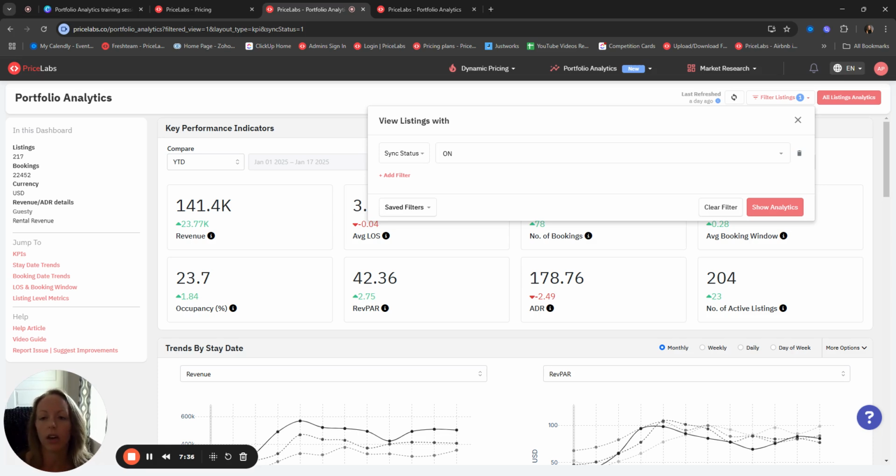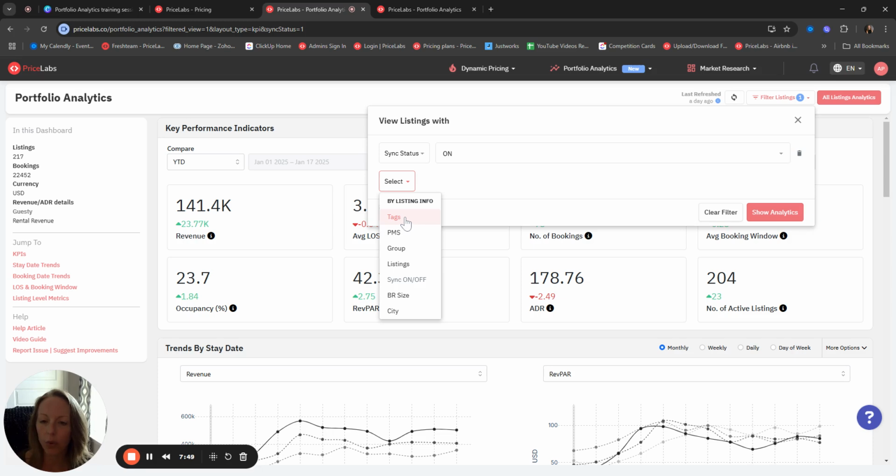So usually I will recommend to customers to, at the very least, filter for sync status on if they have quite a few inactive listings in their account or listings they're not syncing with PriceLabs. There are other filtering options. Really important to keep in mind that a lot of these options that show here are based on how you've set up dynamic pricing. So the tags that you've created and are using in dynamic pricing will be available here for filtering. Same with groups. If you're not using tags, if you've not created groups, they won't be here. There won't be any options to filter by those.